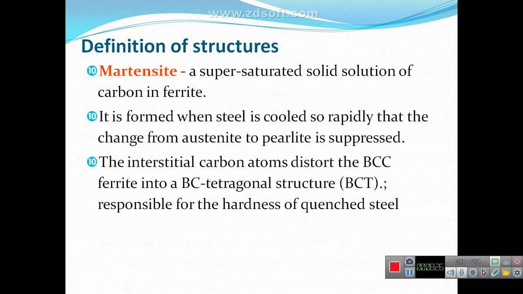Next, martensite. It is a supersaturated solid solution of carbon in ferrite. It is formed when the steel is cooled so rapidly that the change from austenite to pearlite is suppressed. The interstitial carbon atom distorts the BCC ferrite into a body centered tetragonal structure, responsible for the hardness of quenched steel.